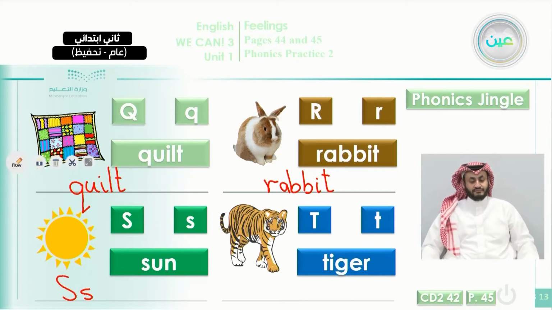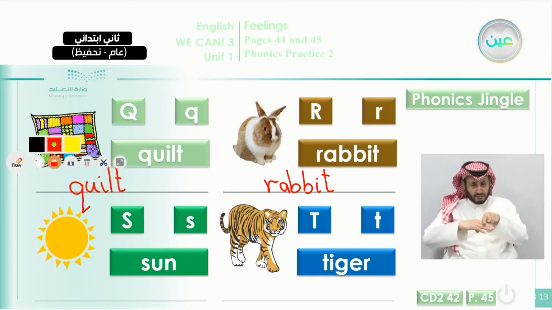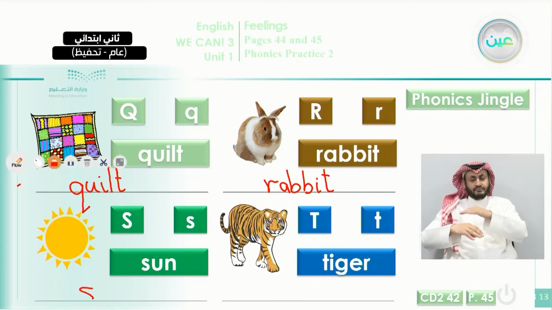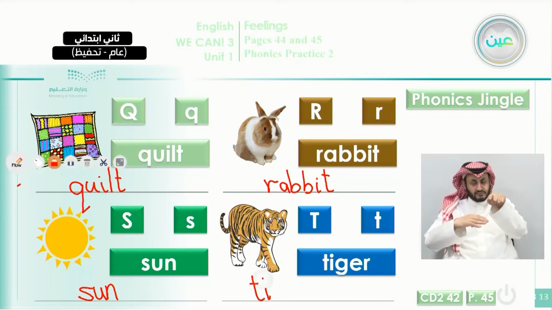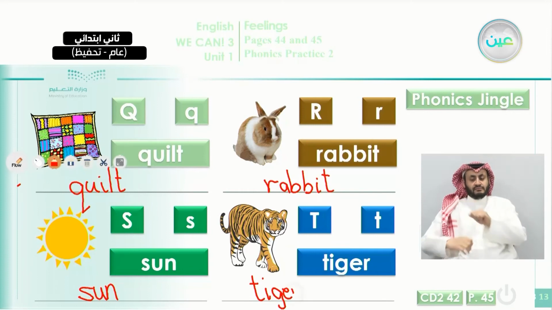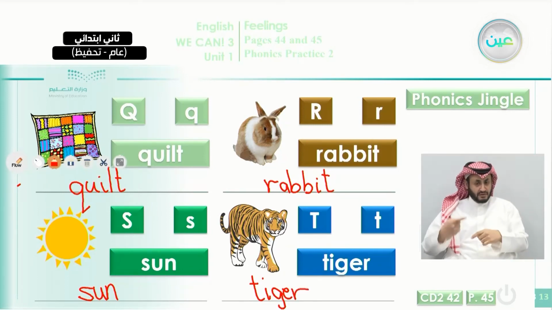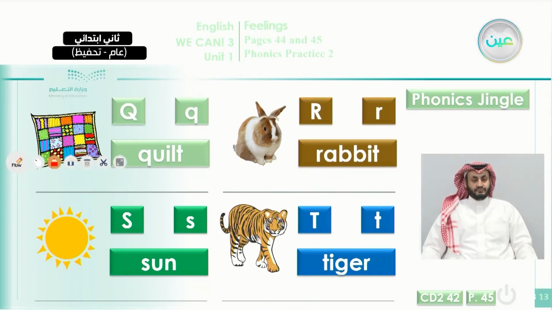Okay, so we don't write capital, we write with small. So sun, S-U-N. Okay, and the last word in this slide is tiger, T-I-G, okay, E and R. This is how we write tiger. Okay, let's erase the board and move to the next slide.